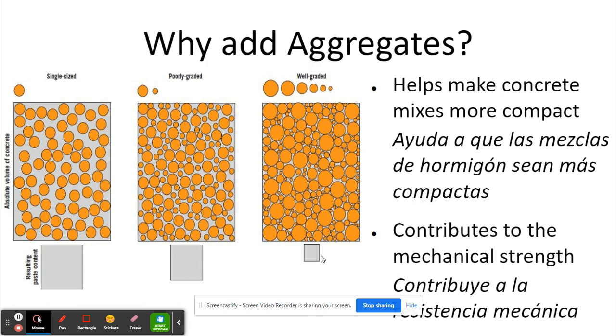And if you see here, the leftover paste or just the plain cement is almost nothing compared to what we started with over here. So this allows it to become more compact and contributes to the overall strength of the concrete.